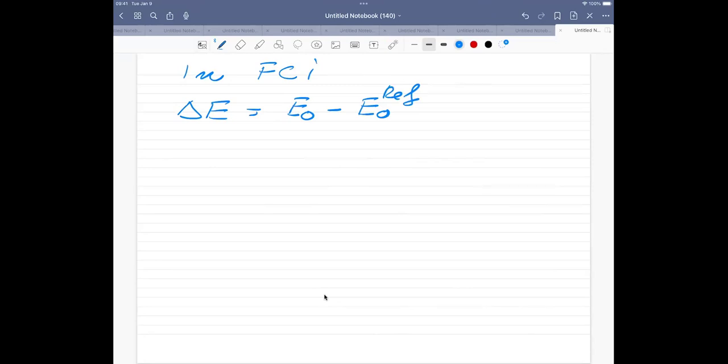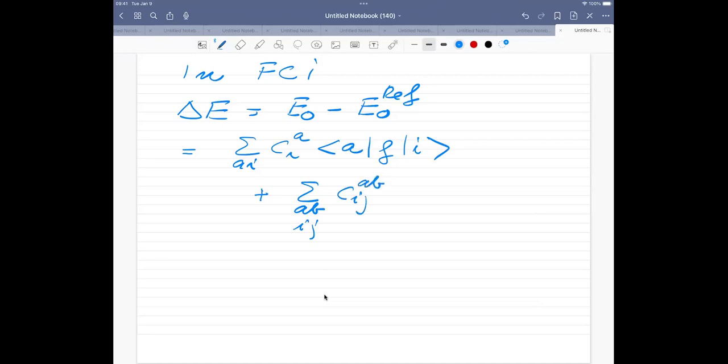So this is what we did in FCI, and when we looked at that, we had a sum over AI, so I'm just breaking it down, C_I^A, and then we had these matrix elements, which actually corresponded to the Hartree-Fock matrix elements, plus a sum over AB, IJ, and then we had this coefficient C_ij^AB, and then we had a matrix element AB of V of IJ, anti-symmetrized. So this is an equation which we have derived before.